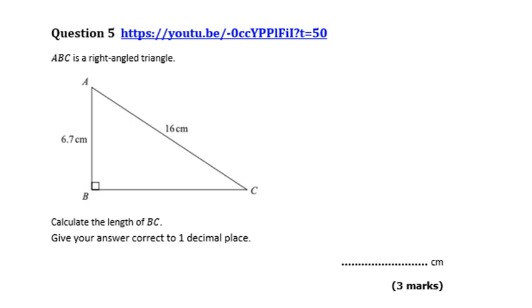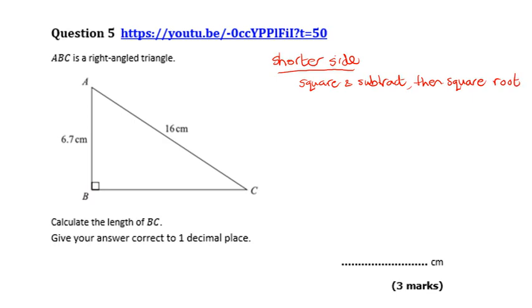Here we are finding a shorter side. The hypotenuse is 16 centimetres. So in our sort of quick method, if I want to find the shorter side, I need to square and subtract, and then square root. If I were to find the hypotenuse, the longest side, I would square and add, then square root. So in this quick method, square and subtract, then square root.